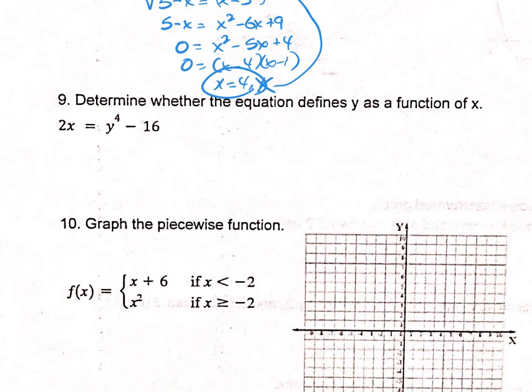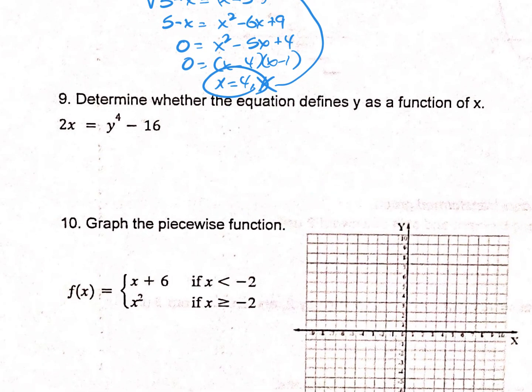Number 9, determine whether y is a function of x. The way you know y is a function of x is the definition. Remember, every x has exactly one y. So to find that out, let's solve for y here. Let's move the 16 over here to equal y to the 4th. And then to isolate the y, I'm going to take the 4th root.